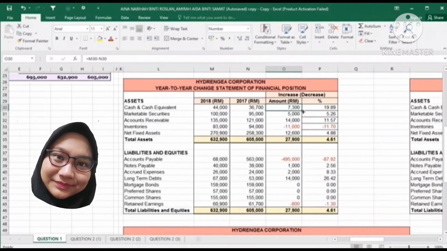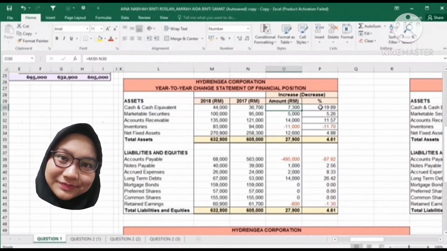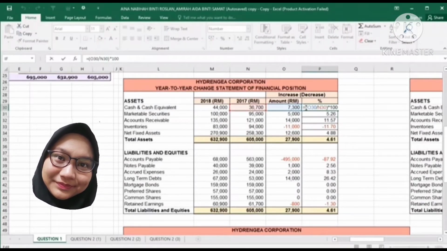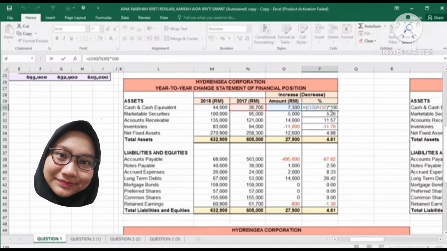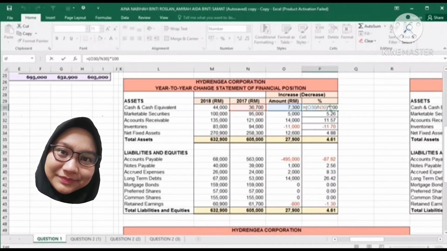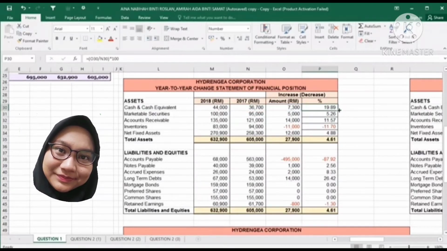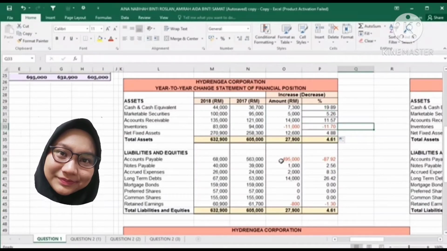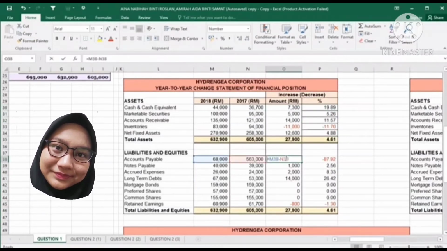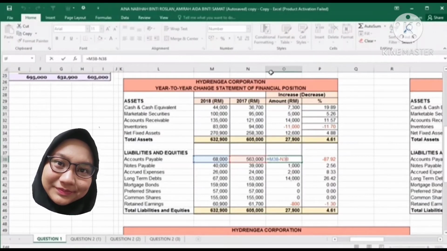So now we calculate the change in percentage. How we calculate is equal in bracket the amount changes over the amount in 2017 as the base year, multiply with 100 to get the percent. Enter, we get the answer. When we drag down, we get all the answers. For the liabilities and equities, we will use the same method as above.